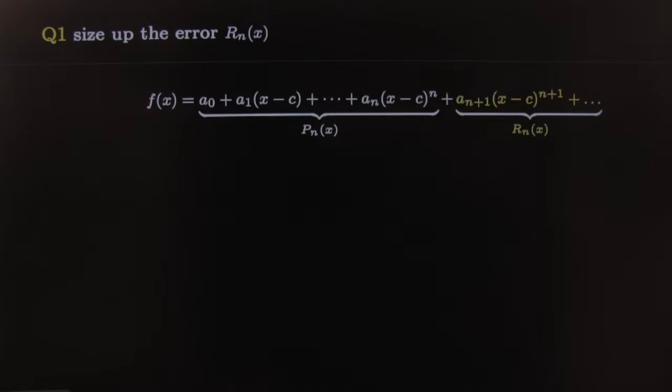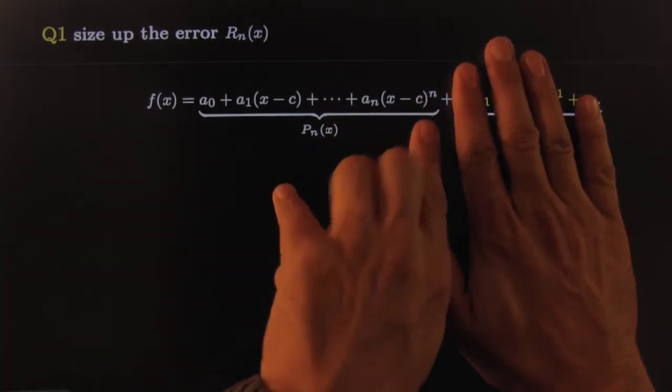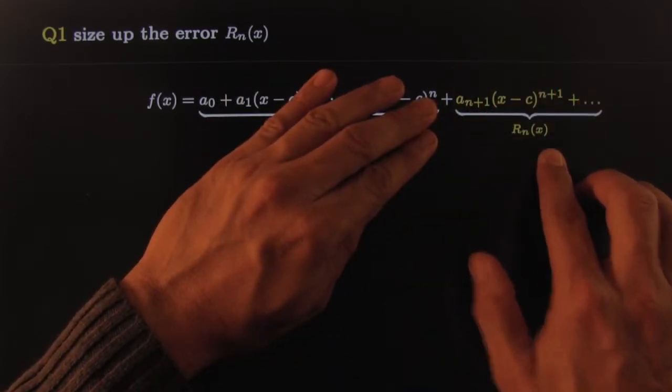Alright, so let's try to size up the error. Start off with a generic statement here. You've got a function, you've got the nth degree polynomial approximation, and you've got what's left over.